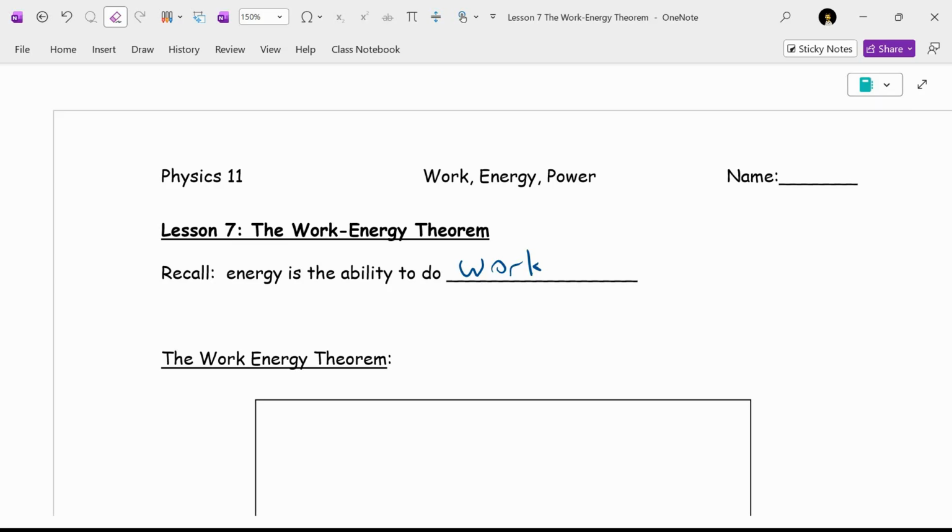Now, our first definition of work, don't write this down, was the easiest but the least useful. It was force times distance. Don't write that down. It only worked when the force was constant and the force and the distance were in the same direction. It was okay.